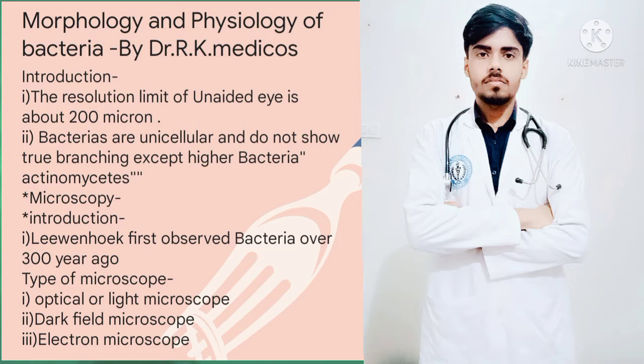Now we will discuss microscopy. In the introduction, you should remember that Leeuwenhoek first observed the bacteria over 300 years ago. And now the types of microscope: as you already know, there are mainly three types of microscope. First is the optical or light microscope, then the dark field microscope, and the electron microscope.